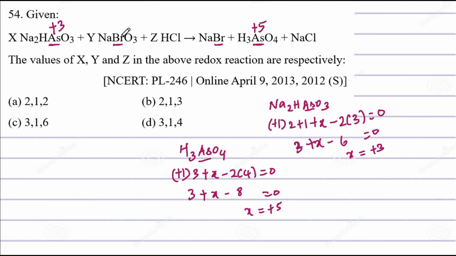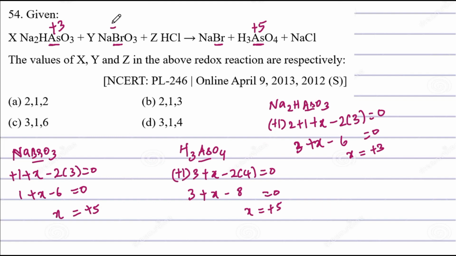Now let us find the oxidation state of bromine in NaBrO3. So plus 1 plus X minus 2 into 3 equal to 0. 1 plus X minus 6 equal to 0. So the value of X is +5. So the oxidation state of bromine in the reactant is +5, and in the product it is present in NaBr. So sodium will have the charge of +1, so bromine will have the charge of -1.